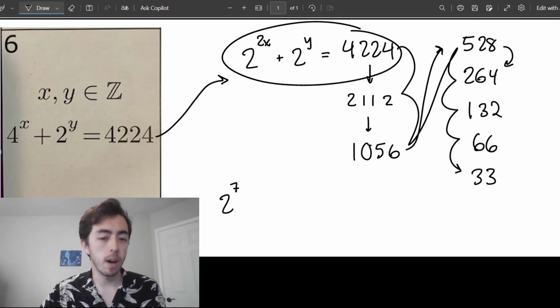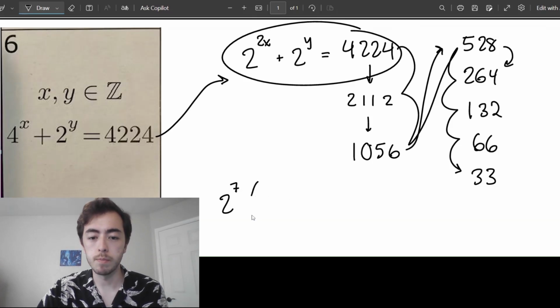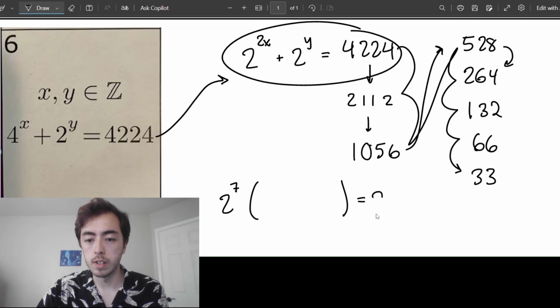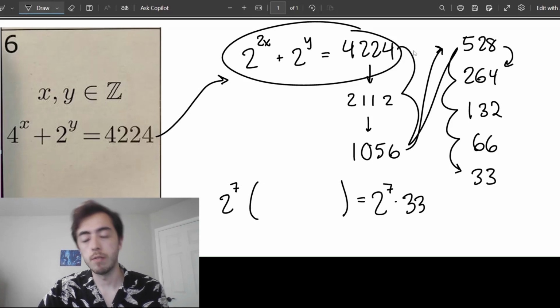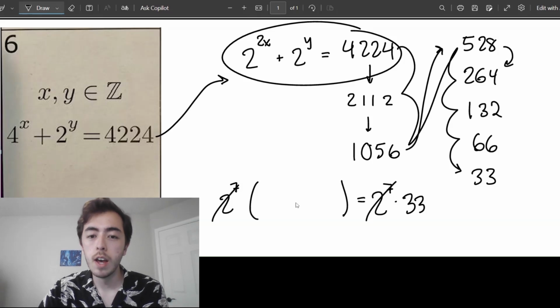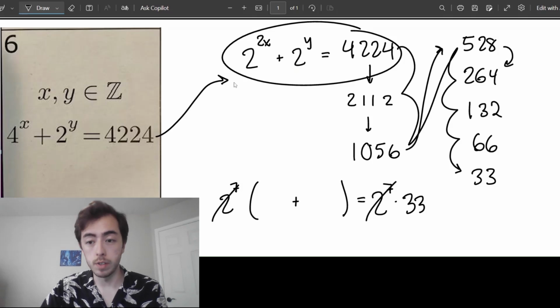So I could factor out a 2 to the power of 7. Now I'm left with 2 to the power of 7, and then times 33 over here for that 4,224. And of course, these two can cancel on either side. And so I'm left with a sum of 2 different numbers that's supposed to get the number 33. And both of these are still powers of 2.